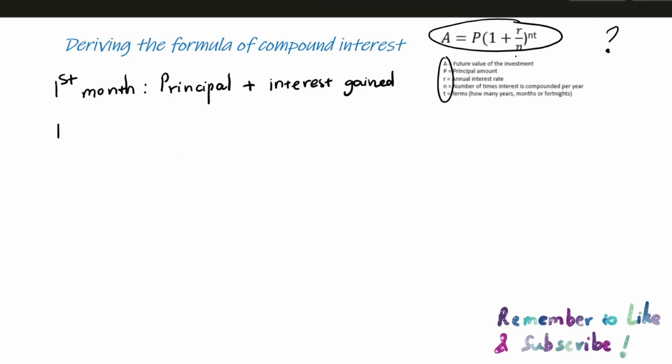Now, principal would definitely be P. Interest is an interesting one, pun intended. The interest is calculated by the principal amount multiplied by the annual interest rate, R, divided equally by the number of times interest is compounded per year, which is N. There we have it, P plus P times R over N.